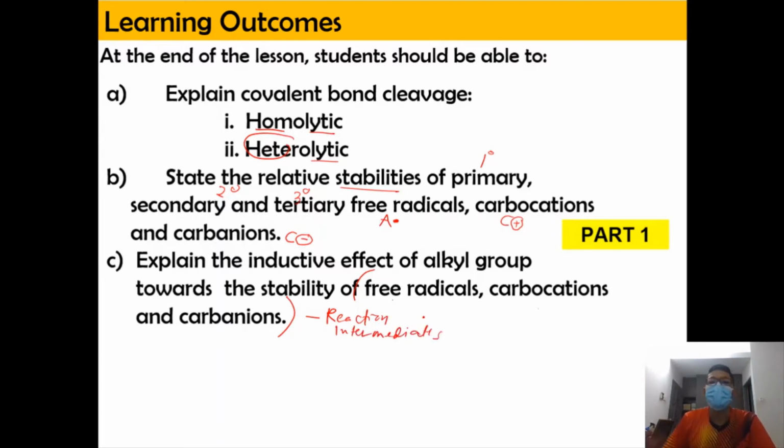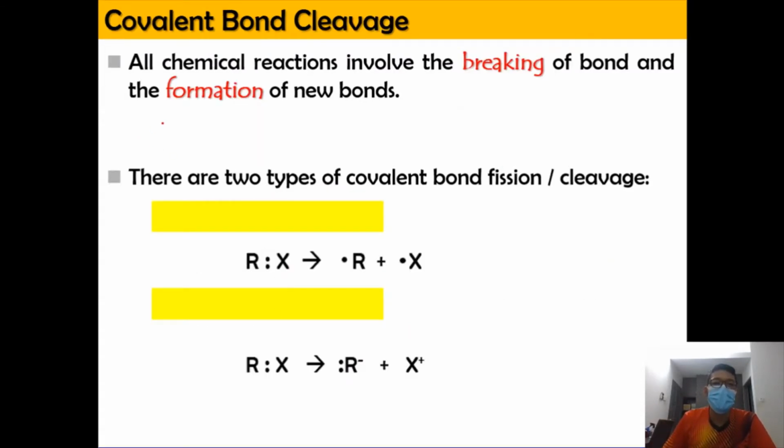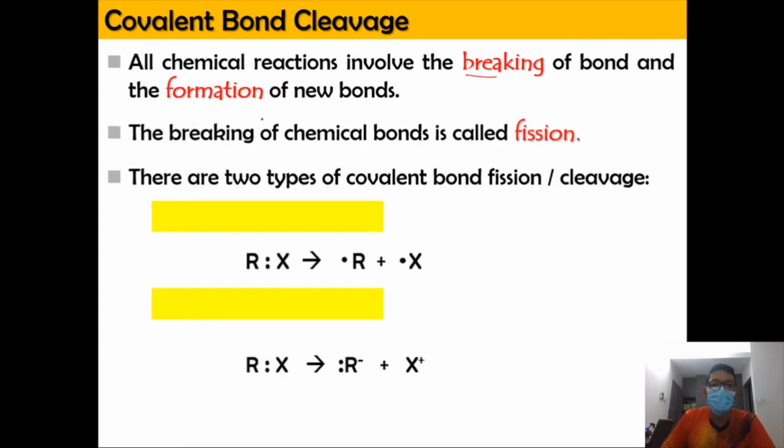Alright, so without any further ado, let us start. All chemical reactions basically involve the breaking of bonds and the formation of new bonds. The breaking of a chemical bond is known as fission. There are two types of covalent bond fission, or bond cleavage, which are homolytic cleavage as well as heterolytic cleavage.